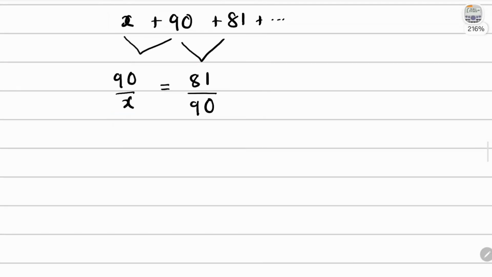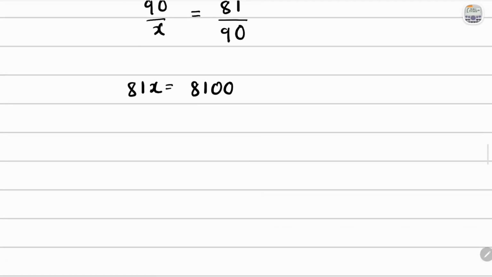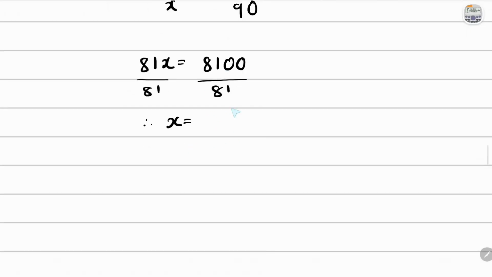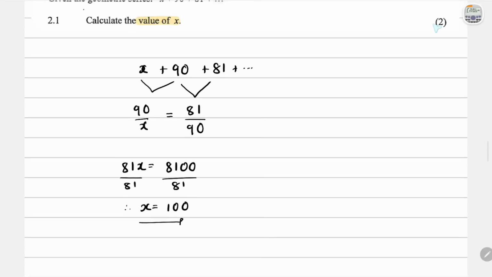You can cross multiply, or think about it as transposing the x. If we cross multiply, 81x is equal to 90 times 90, which is 8,100. Then if we divide both sides by 81, x is equal to 100. So x is equal to 100, and that is our answer.